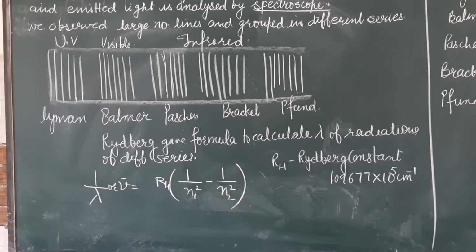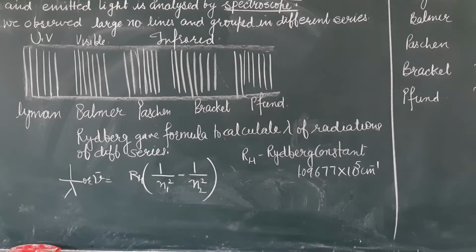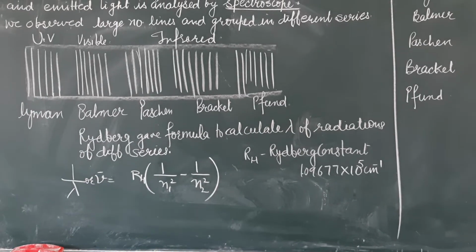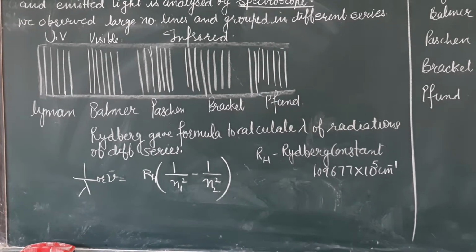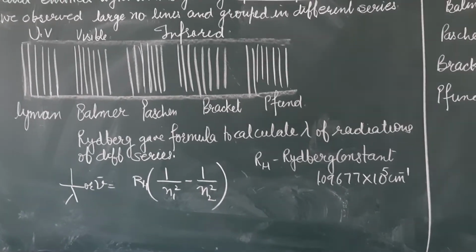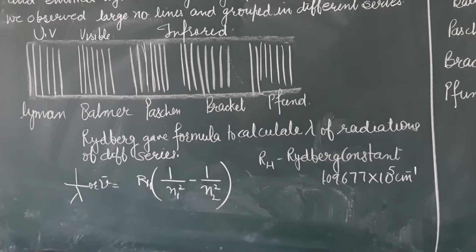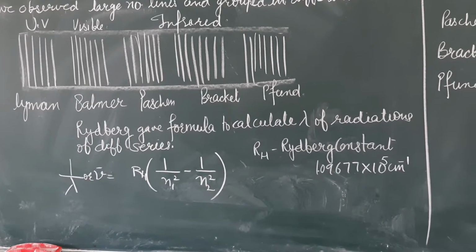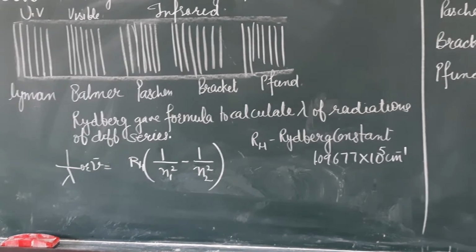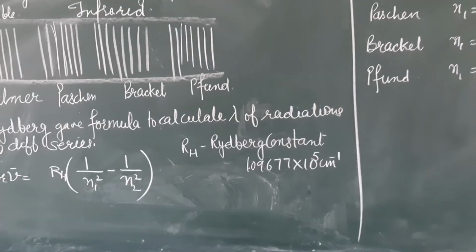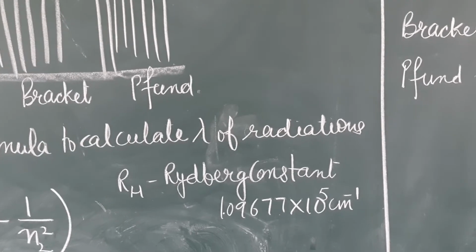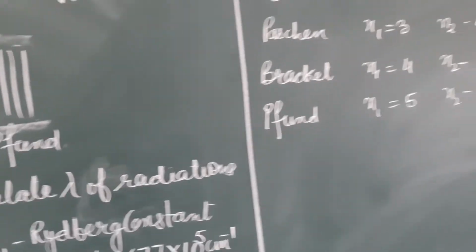From these series we can calculate, by using the Rydberg formula, the wavelength, frequency and wave number of each kind of radiation. So what is wave number? That is mu bar, that is 1 upon lambda, equal to RH times (1 upon N1 squared minus 1 upon N2 squared). Here RH is the Rydberg constant, its value is 1.9677 into 10 raised to the power 5 centimeter inverse.